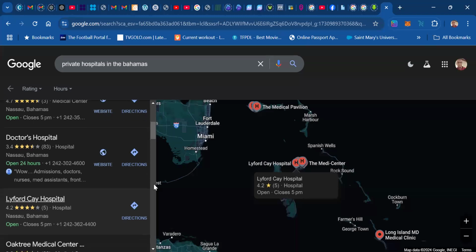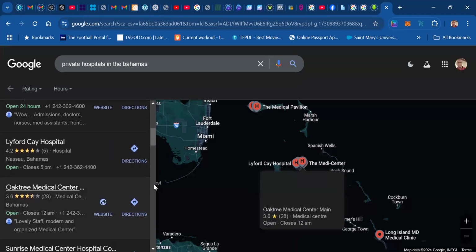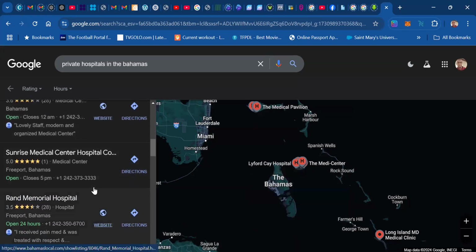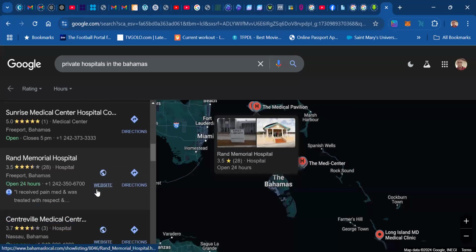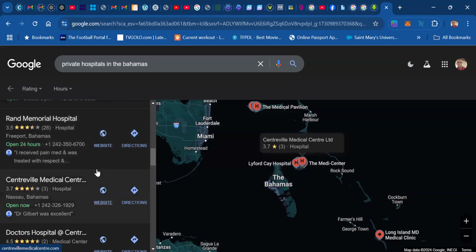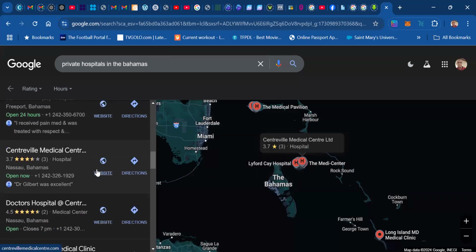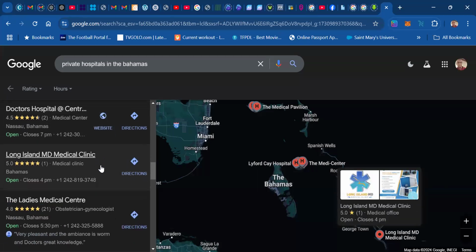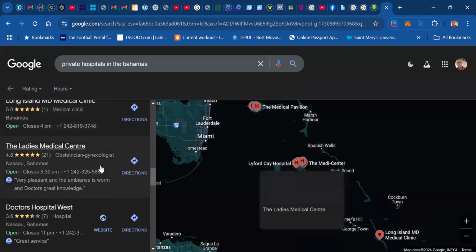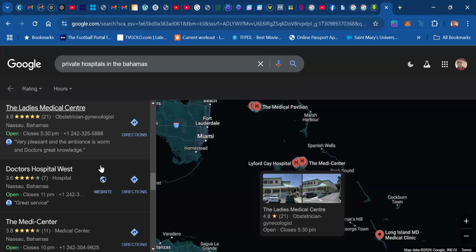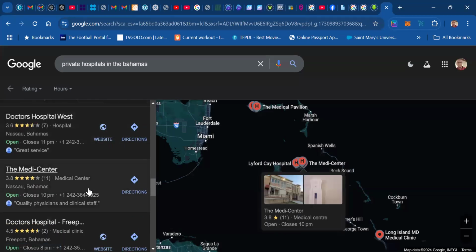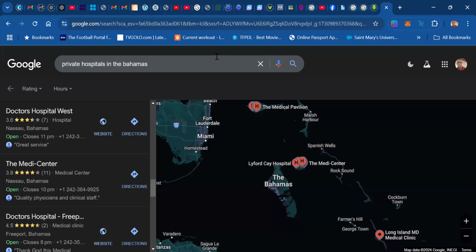There's K Hospital, Lefort K Hospital. They are all there. That's what I'm saying. Oak Tree Medical Center, Sunrise, Centerville. Those are all private hospitals that need people to work. So when you go to their website, you can apply, and that's it. The Medi Center, they are all here.